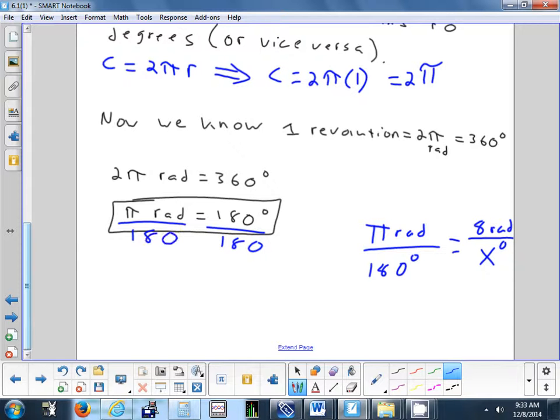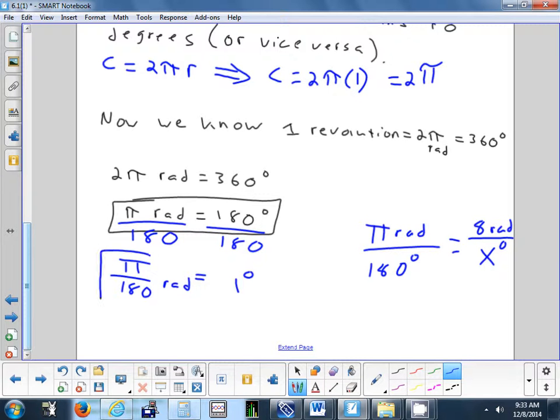So divide each side by 180. Not 180 degrees, just 180. And that leaves me with 180 divided by 180, which is 1 degree, equals pi over 180 radians.